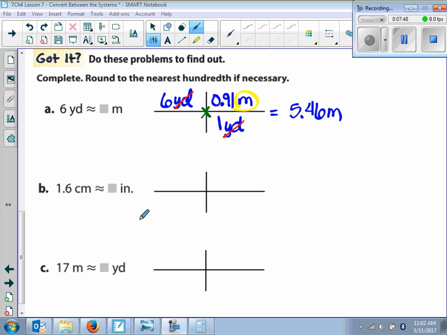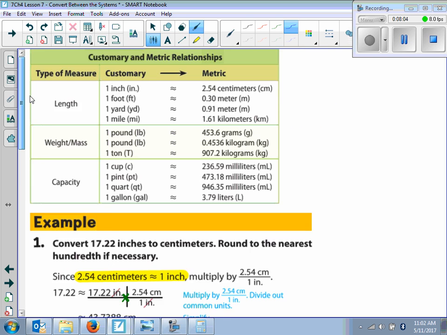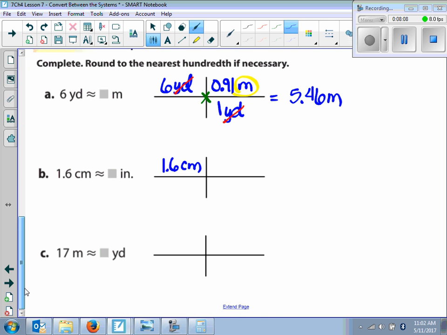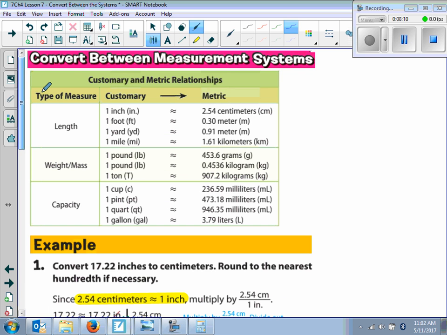So here, let's do 1.6 centimeters to inches. So once again, we're going to put centimeters in the starting block. So that's 1.6 centimeters. Okay, and we're going to convert. Look at the conversion chart, right? So what are we doing again? Centimeters to inches. So what's my conversion? 1 inch equals 2.54. Very good.